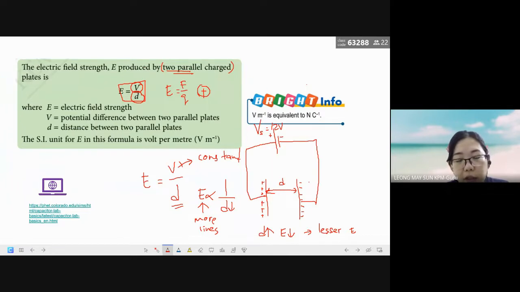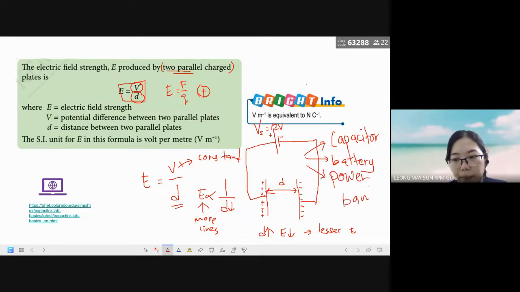And for your information, this concept is the concept behind the capacitor. I'm not sure if you have learned this before in RBT. It is also the same concept behind batteries, rechargeable batteries, and your power bank. They use this concept. Okay, so let's proceed.